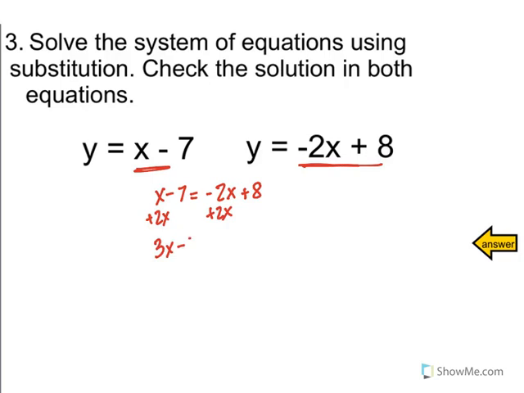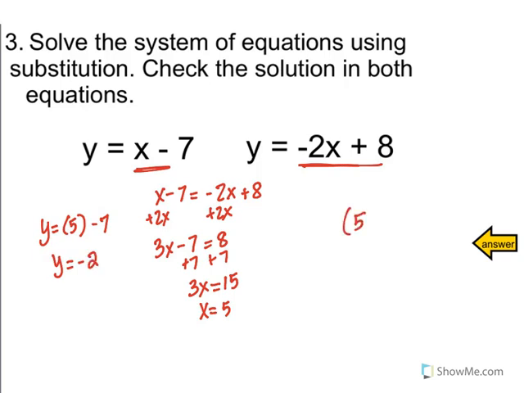So this is 3x minus 7 equals 8. Plus 7, this is 3x equals 15. That means x is equal to 5. I know that x is equal to 5, so if I take this and put it into either equation, I'm going to put it into the first one, again, just because it looks a little bit easier. So instead of x minus 7, I'll have 5 minus 7, which is negative 2. So my x was 5, my y was negative 2.